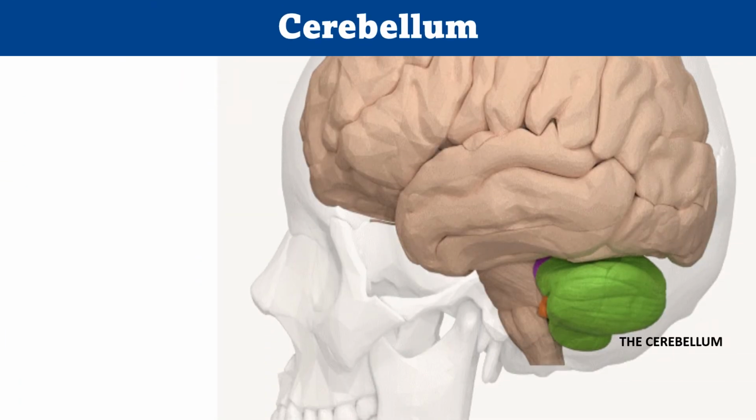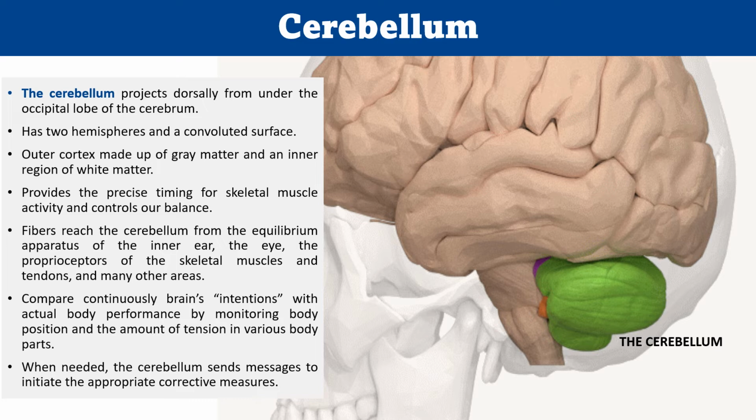Then we have the cerebellum. The cerebellum projects dorsally from under the occipital lobe of the cerebrum. It has two hemispheres and a convoluted surface like the cerebrum, with an outer cortex made up of gray matter and an inner region of white matter. It provides the precise timing of skeletal muscle activity and controls our balance.